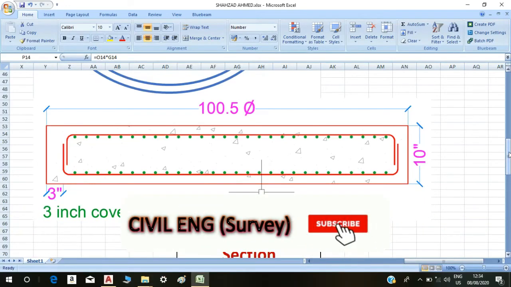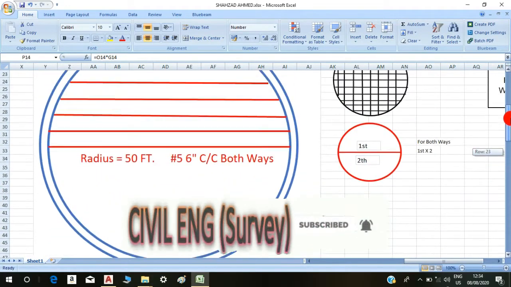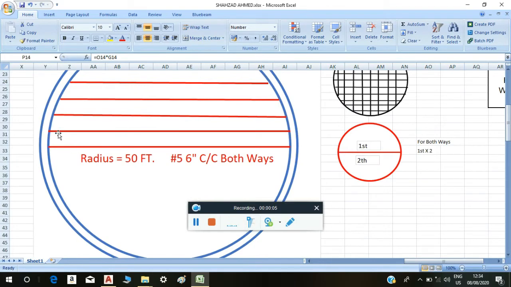Hello guys, today I will show you how to calculate steel bar length and circular base slab, and also calculate it in an Excel sheet.